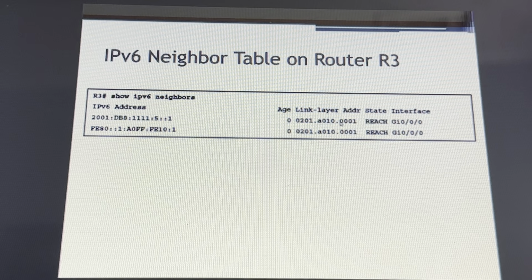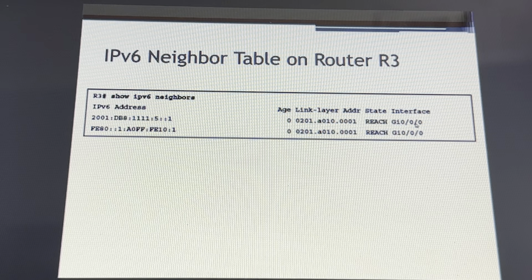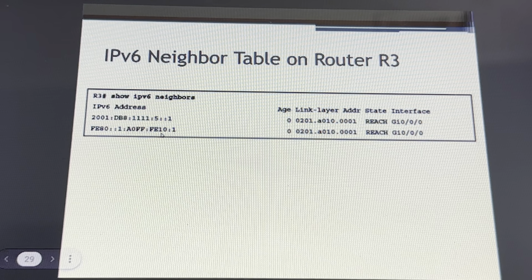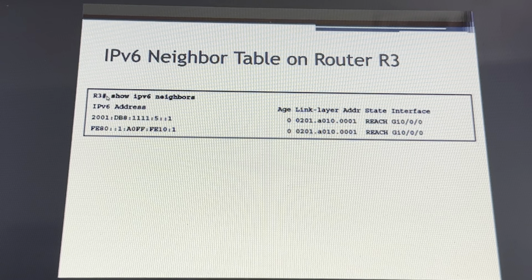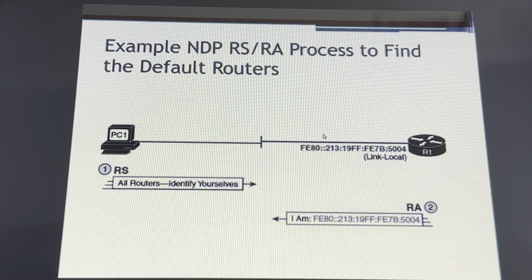And we see the MAC address, the link layer address, and the port that they're reachable from. Then we see the address. In this case, there's two addresses. They're actually the same device, the global address and the link local address for the neighbor of R3, whichever device that happens to be, which is this PC.